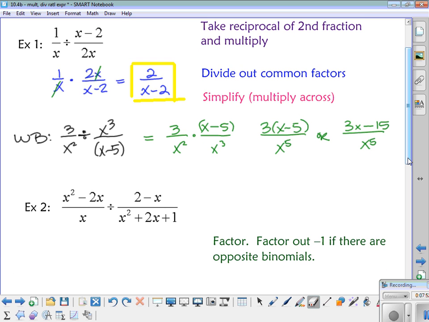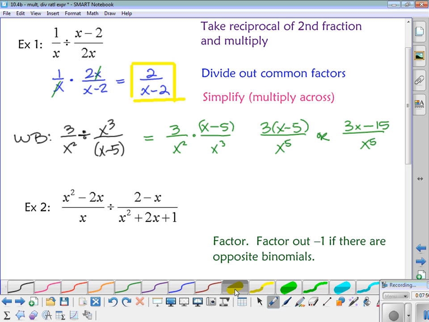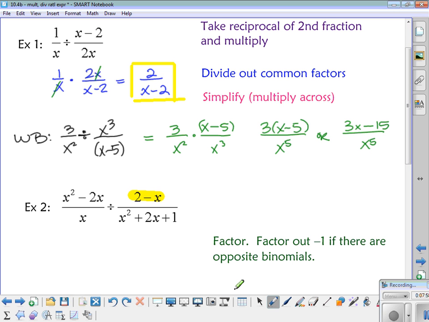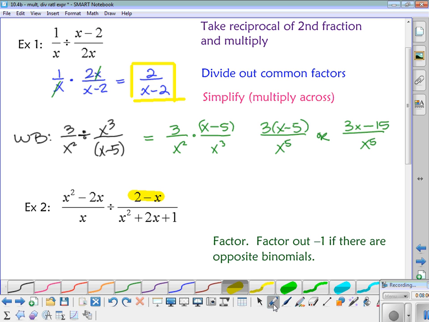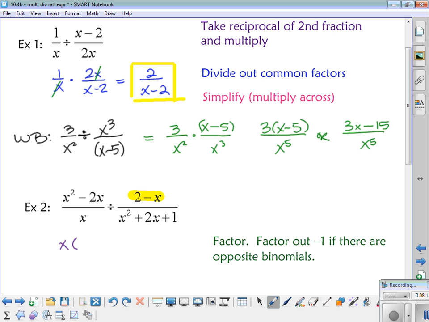Alright, so on this one, notice that we've got one of them that's backwards. So we're going to probably have an opposite binomial. And so that note there is just to remind you, when you have an opposite binomial, you factor out the negative 1. So let's go through here and factor this. X squared minus 2x, I can take out an x, and I'm left with x minus 2.